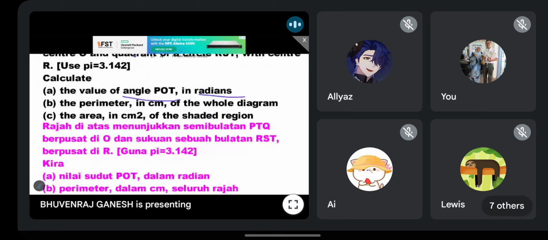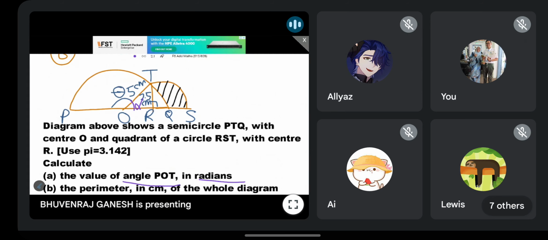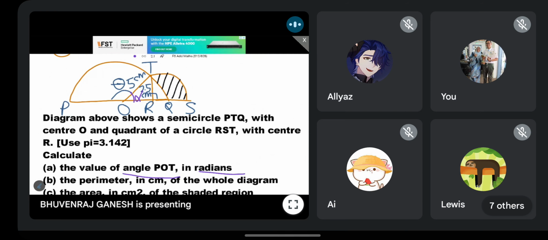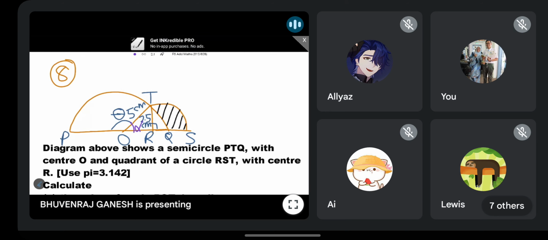Okay, next one, part B. Perimeter of the whole diagram. Okay, mereka nak cari perimeter seluruh rajah. Okay, so how guys? How to do this one? They want to get the whole diagram perimeter. So any idea? I think it shouldn't be that hard. Okay, so can you all tell me how to get the perimeter for the whole diagram? Okay, never mind, we go step by step because this one a bit long.